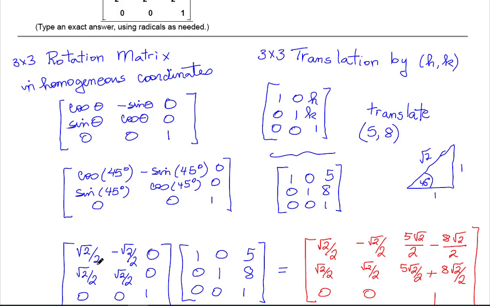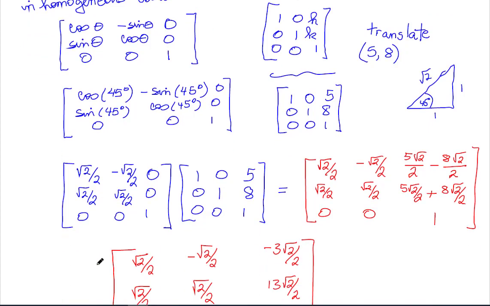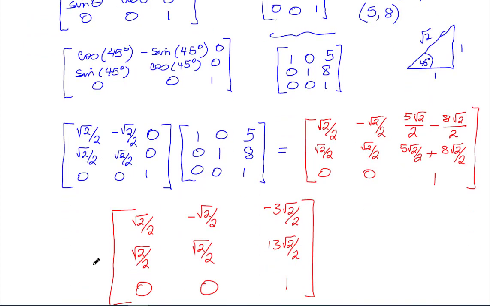The composition is in this order because if I have a point, the point would be operated on first by the translation, followed by the rotation. After that, it's simply grinding through rows and columns to find the matrix multiplication. The last column here is where the shift is taking place. And so that's what our composition matrix would look like.